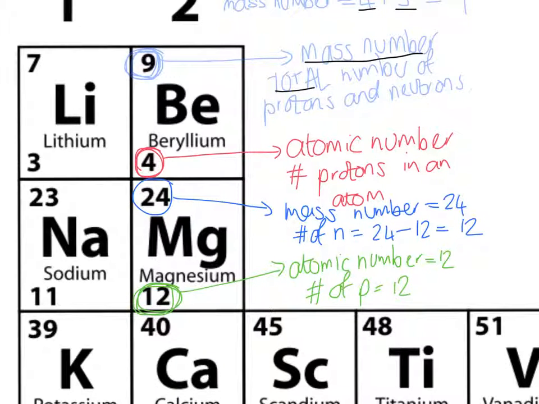And I can check that by adding my number of protons and neutrons, and I should get my mass number. So if I do 12 plus 12, that's equal to 24, which is the same as my mass number as given in the periodic table. So that's how you work out the number of protons and the number of neutrons. And I should say at this stage that it's the atomic number that gives an element its identity. Each and every element in the periodic table has an atomic number.